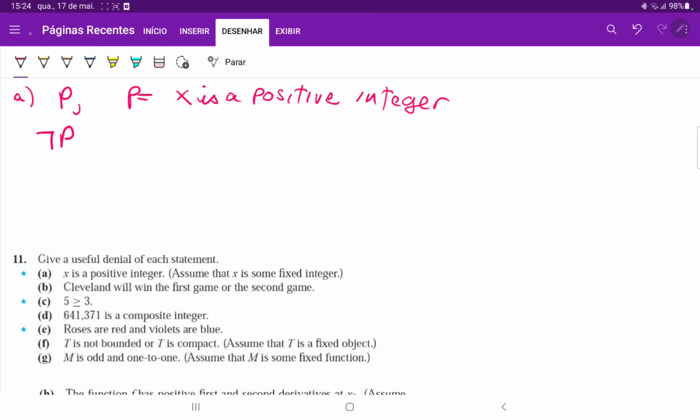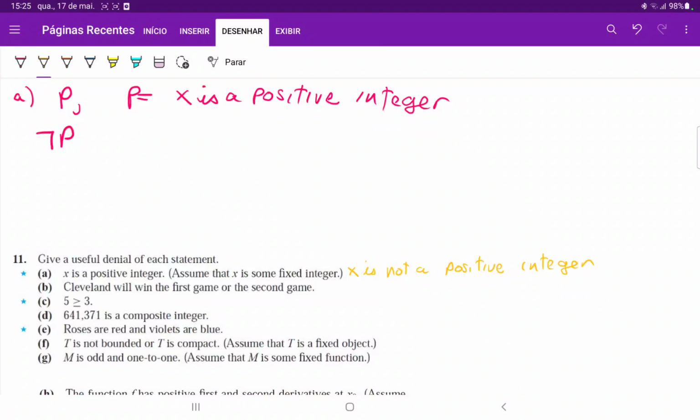Very simple. So for this one, we'll write this down. X is not a positive integer. So that is the useful denial for item A.